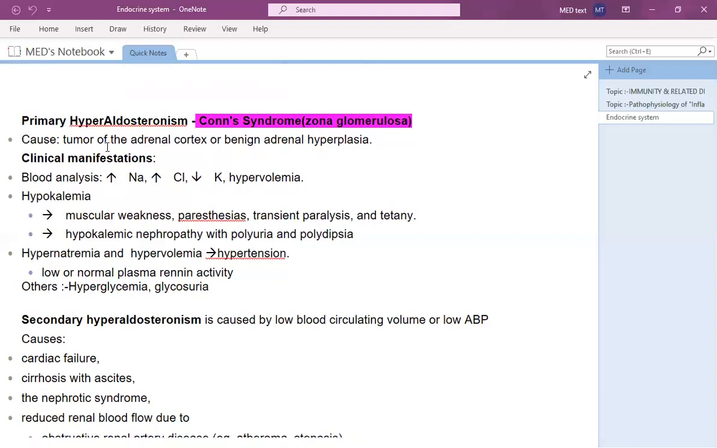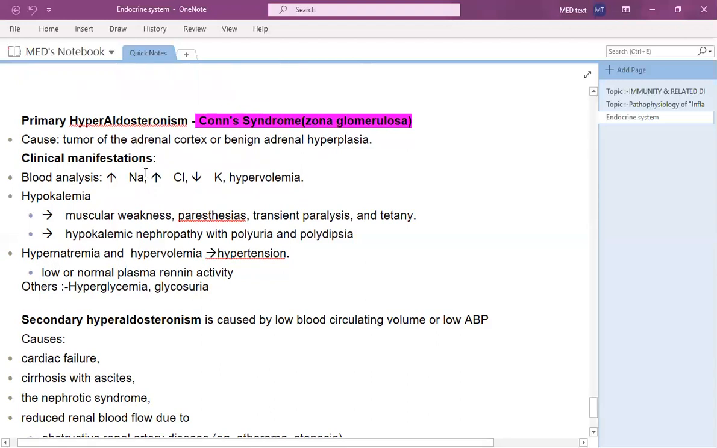hyperaldosteronisms, primary and secondary. So the primary hyperaldosteronism is called Conn's syndrome. Please remember the names. These clinical names are really very important when you encounter multiple choice questions. So please remember. The cause of this syndrome is a tumor of the adrenal cortex or benign adrenal hyperplasia.